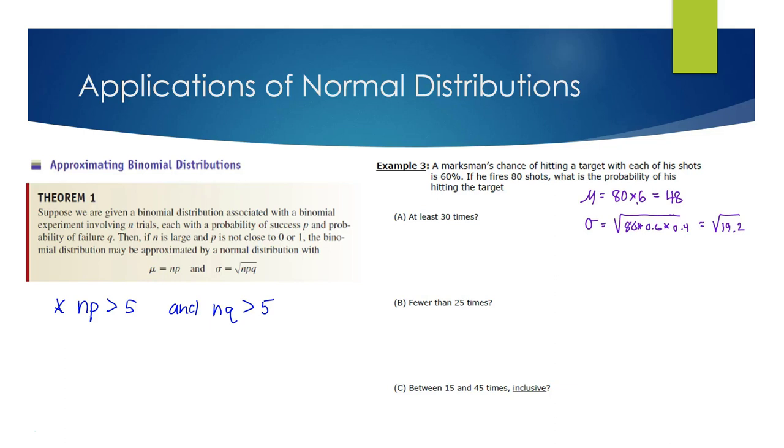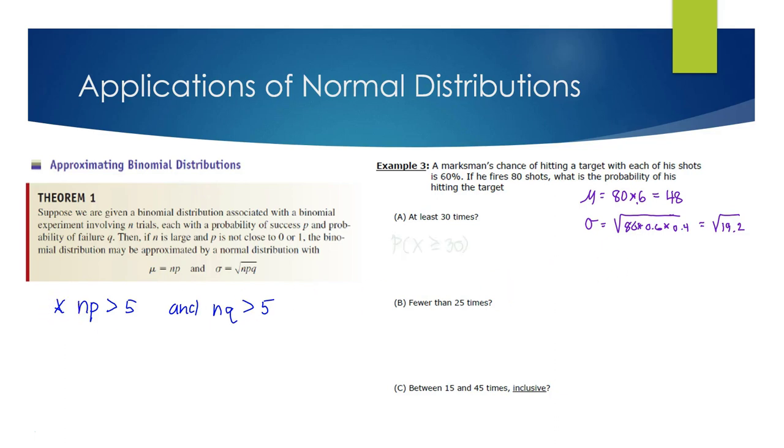Well, n times p I already figured out was 48. For the standard deviation, I do 80 times 0.6 times 0.4 and square root that, so I end up with the square root of 19.2. I'm going to keep it like that for the time being because it's not really a nice number to deal with. It's irrational, and I'd have to round it, and I try to avoid rounding as much as I can. So we'll find the probability that he hits the target at least 30 times.